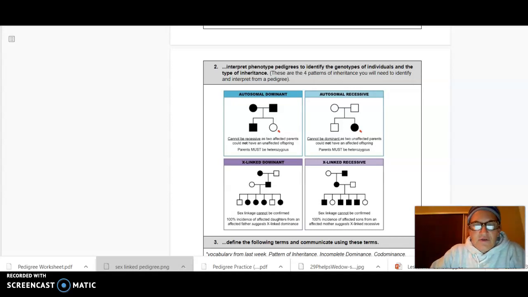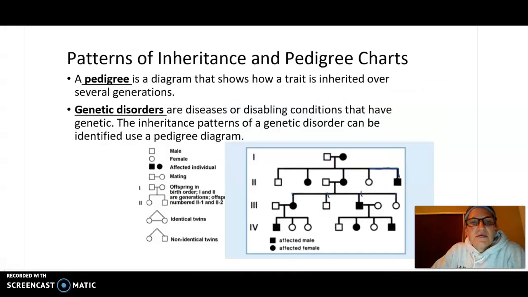This week's second learning goal is that students will be able to interpret the phenotype pedigrees to identify the genotypes of individuals and the type of inheritance. You can see right here I have given you 4 different pedigrees that you will need to know. So let's talk about pedigrees.